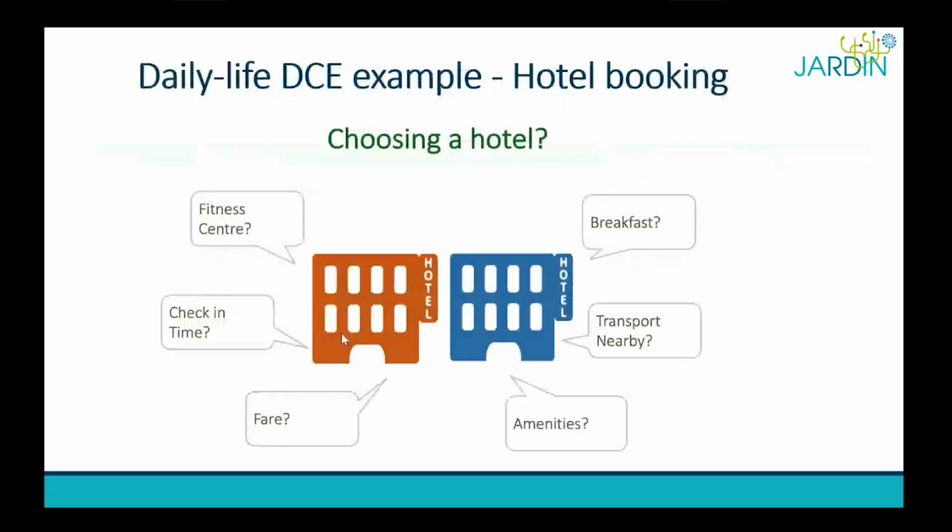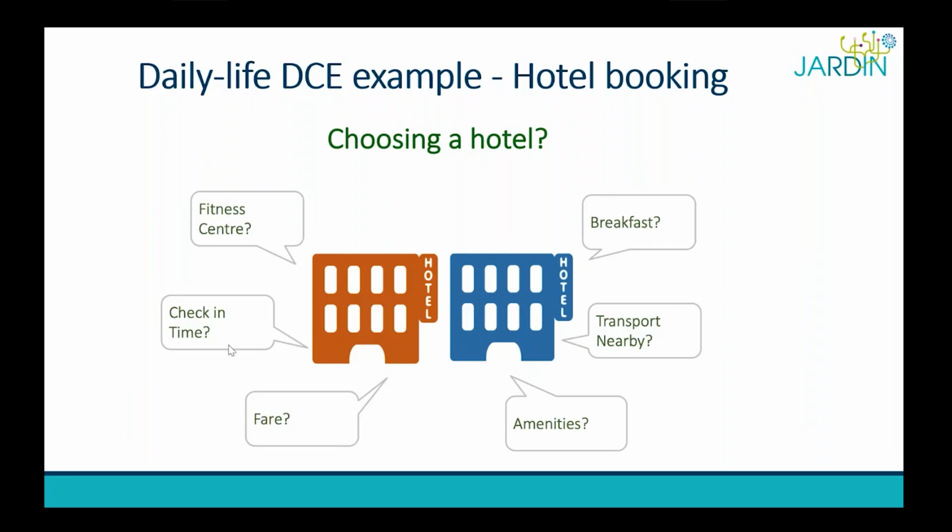Okay, next slide, please. Just to explain this concept easily, let's take a daily life DC example. Let's suppose that you want to book a hotel online. So this is about a hotel booking decision. There are a number of factors that we need to consider when we make a hotel booking decision. For instance, you can consider these characteristics as attributes of a hotel booking, like the fitness center, the check-in time, the price, the amenities, the availability of breakfast, and things like that. And then after that, you make your booking decision.